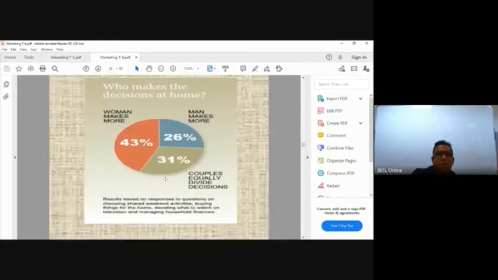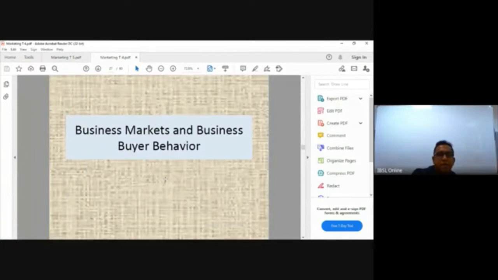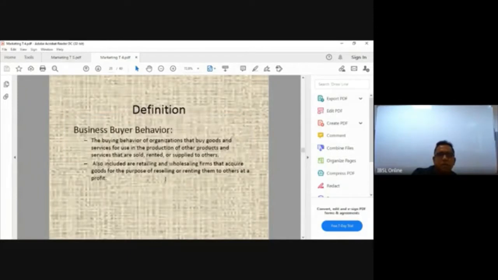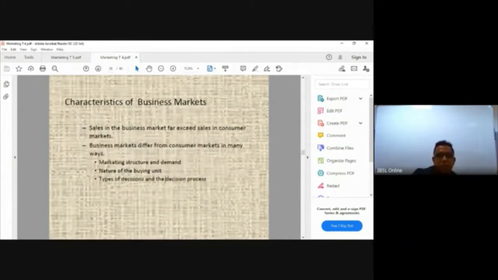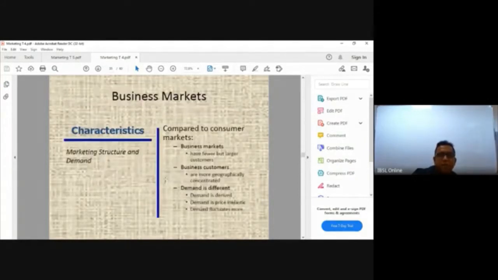And then we went into discussing business markets, or business buying behavior. There are several differences between business buying and individual buying. Business buyers are small in number, but the volumes are bigger. And business buying is more logical, more complex buying because large sums are involved.